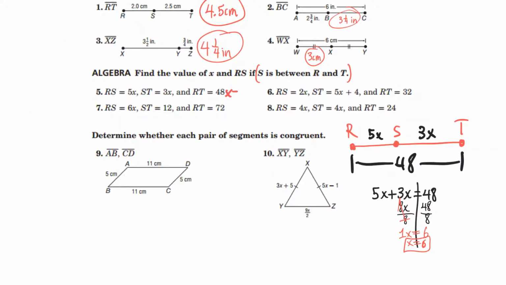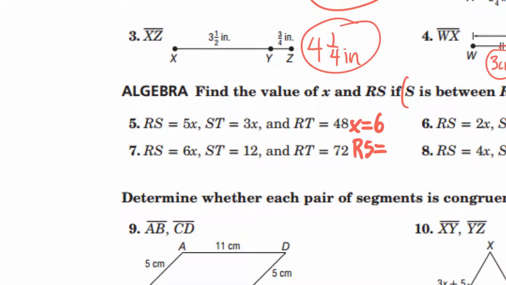Okay, so back up to here, x equals 6. But the other thing is I want to know how long RS is. So going back to this, we've got all that work right over here, we found x is 6. And the other thing it says is find RS. So I go back over here, RS is 5x. Now I know x is 6, so if I plug in 6 right there, 5 times 6 is 30. 30.